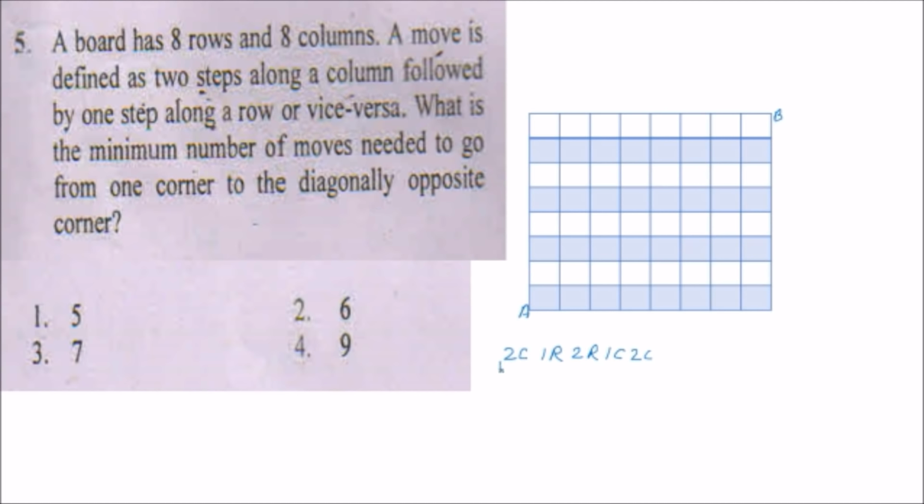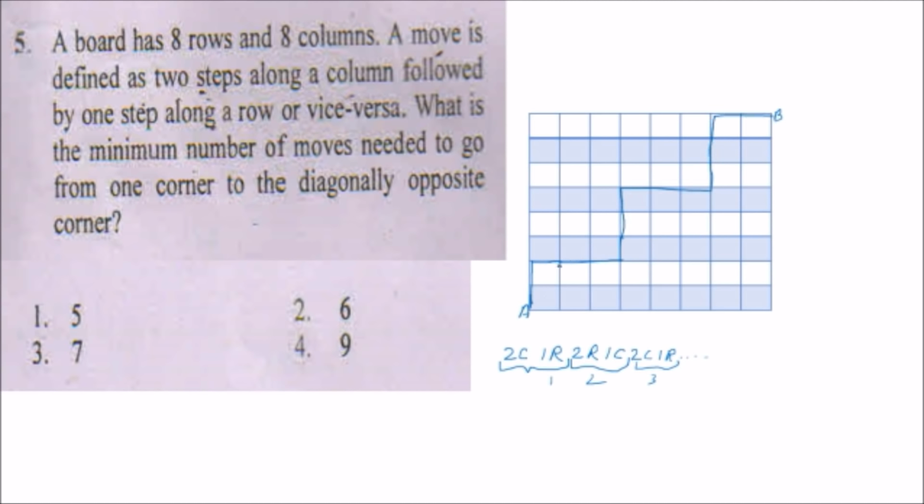So here we will take one move as 2 columns plus 1 row, then again 2 rows and 1 column, and so on. So 1 move, 2 moves, 3 moves. Let's see how it will travel. First, 2 steps upward, then 1 step to this side; again 2 steps up, 1 step right; 2 steps right, 1 step up; then 2 steps up and 1 step right.